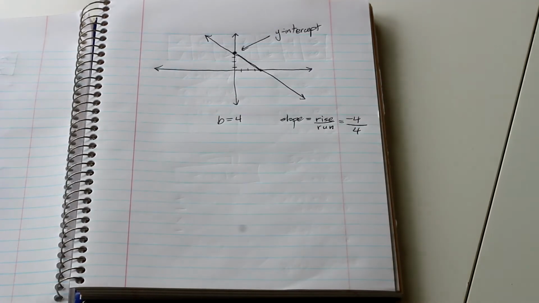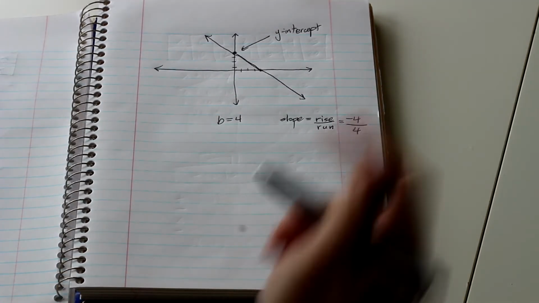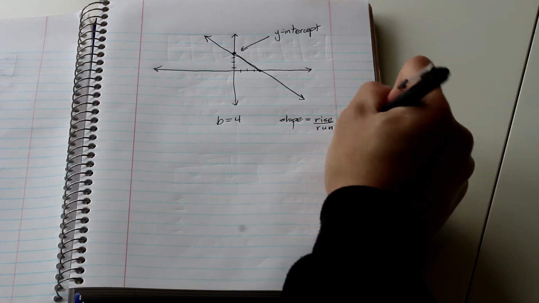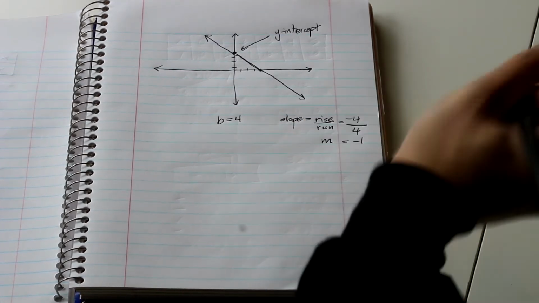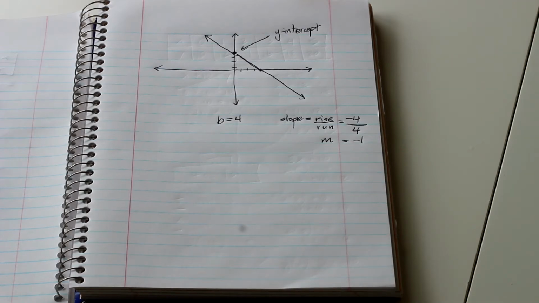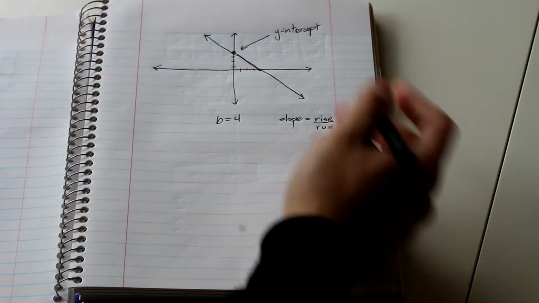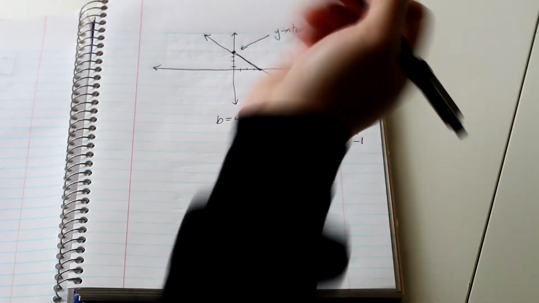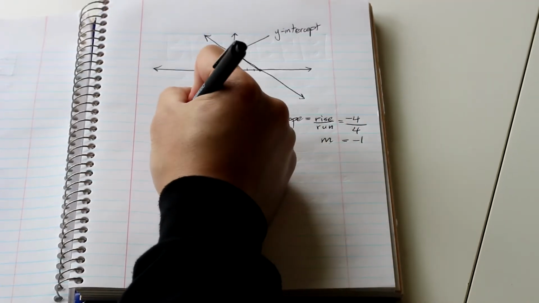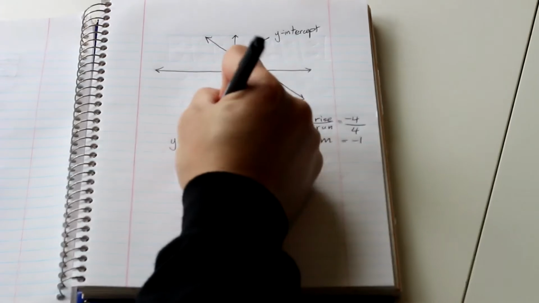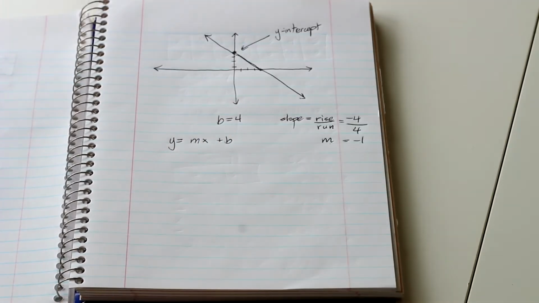Now, -4 over 4. I can simplify that. That's going to give me what? -4 divided by 4 is -1. So I'm going to go ahead and put m here. Again, yes, I've used another letter, but m and b have very specific definitions. M represents slope. B represents y-intercept, and we use that in the slope-intercept form, y equals mx plus b.